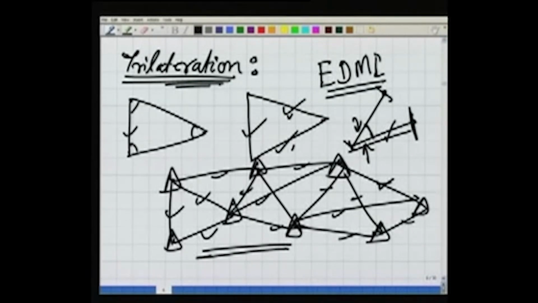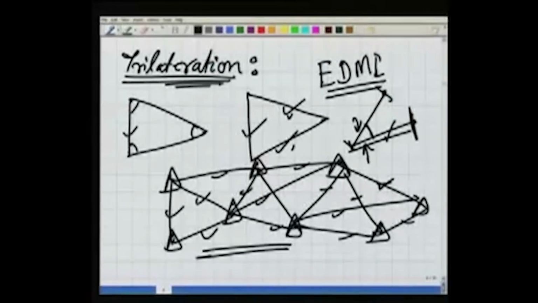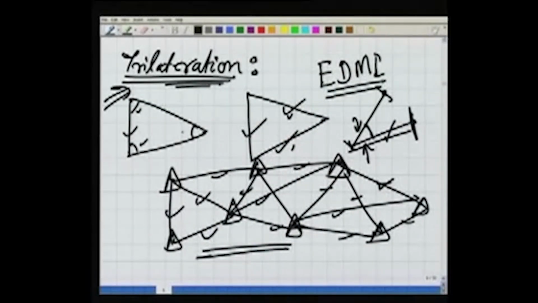So it was considered earlier that trilateration, because the distances are measured very fast, can be a better method of establishing the control. Now we should see whether it is really so, whether triangulation is a better method, or can we go for a figure where both angles, as in this case 3 angles, as well as 3 lengths are measured? Which one is better? We'll try to see these things now.